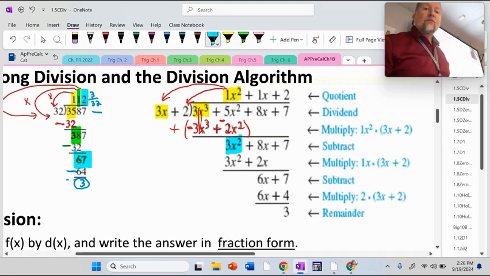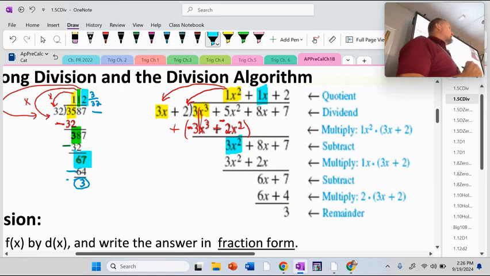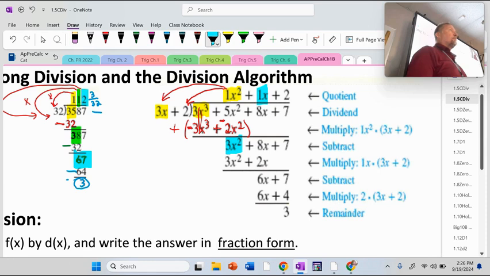What times 3x equals 3x squared? What's the answer? What times 3x equals 3x squared? What's the answer? X, 1x. That's why this is sitting up here. It's the next term in what's called the quotient, the answer to this division statement.